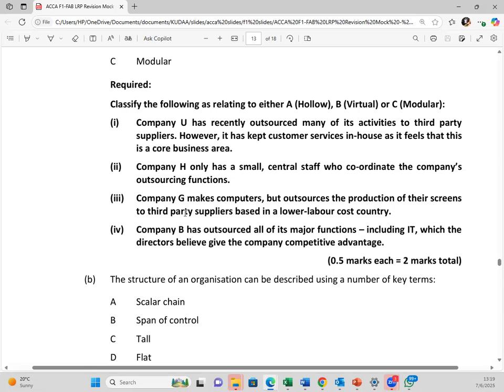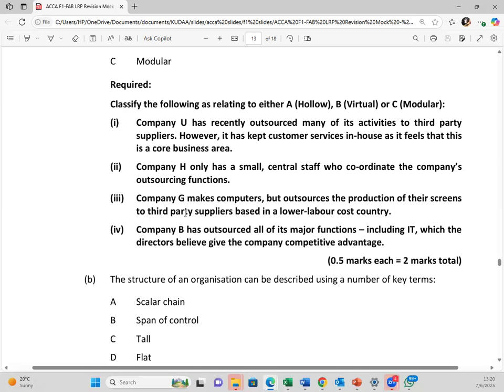Coletta is also agreeing to A, the hollow structure. Yes, because we have kept the core activities in-house. That makes it the hollow structure. Because we've kept the core activities in-house, it means that's the hollow structure.